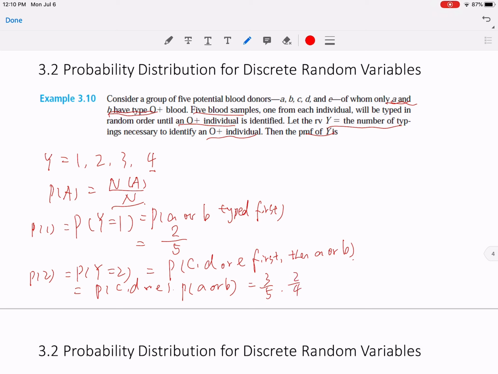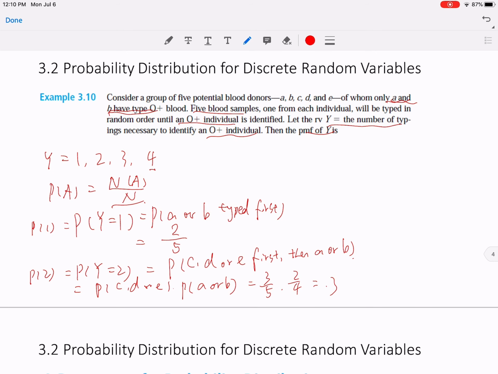Why is it 2 over 4 over here? So after the first type, how many people are left? We get 4 of them left, right? 4 of them left after the first type, and 2 of them are O positive. So the probability would be 2 over 4. So this would be equal to 0.3. And of course, this is equal to 0.4.